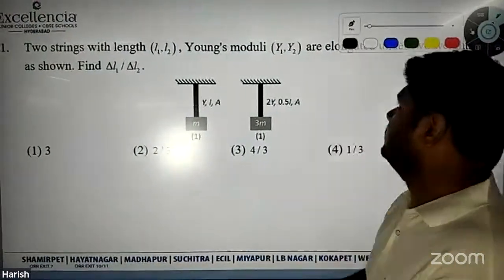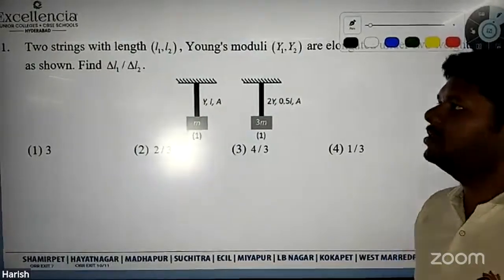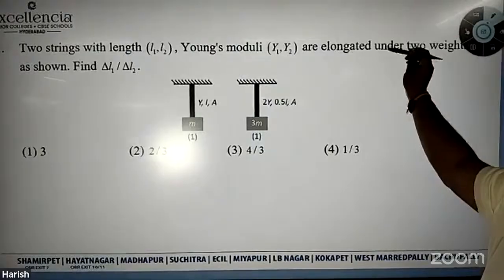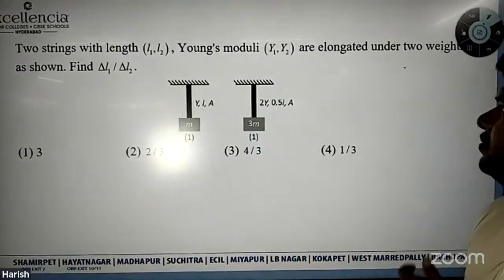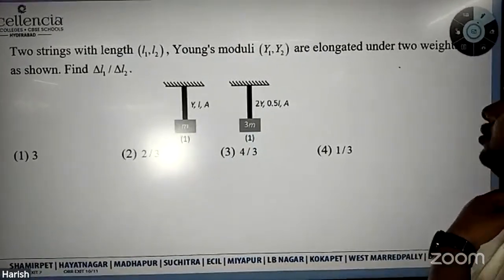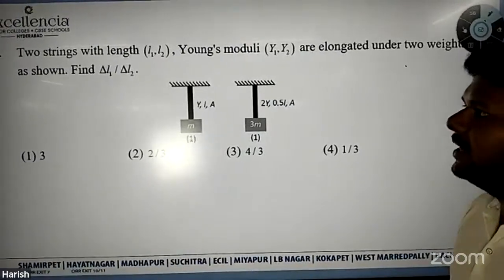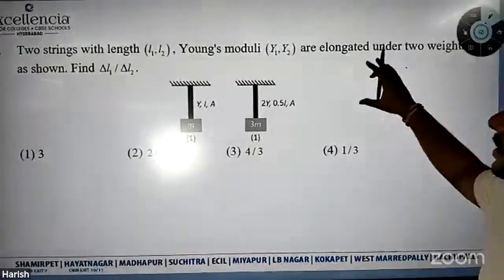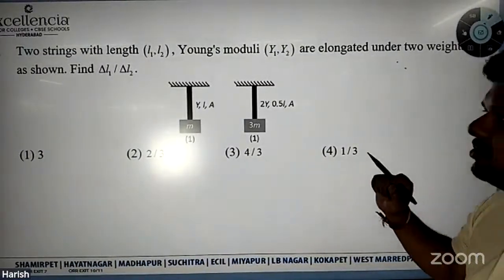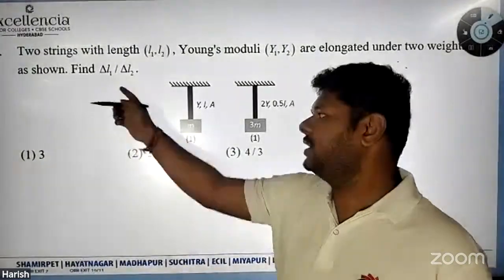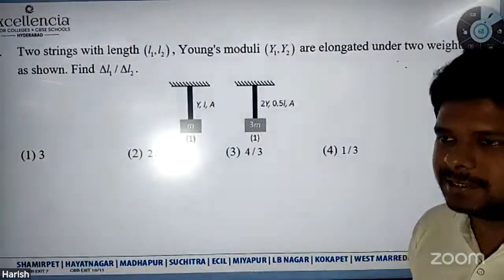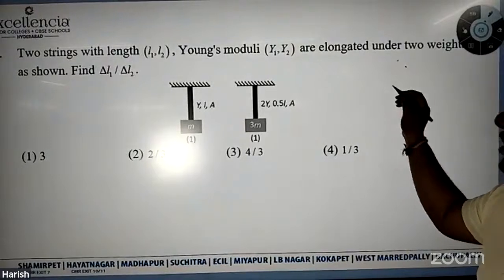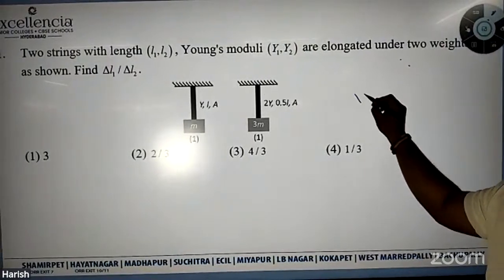If you look at the first question, they give us two strings with lengths L1, L2. Their Young's moduli are also given, Y1 and Y2, and they are elongated under two weights as shown. Find delta L1 by delta L2. So this question is basically from solids, and you are supposed to find the ratio of elongation in both the strings. Right? For this, we know one very important formula in solids, Young's modulus.